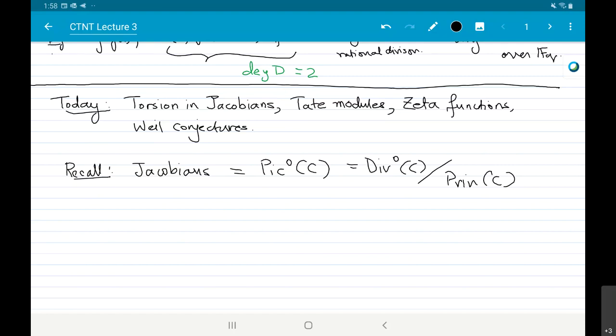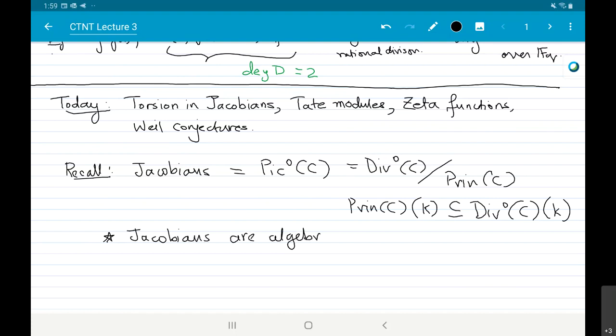So for every field and every field extension, there's an inclusion. So Prin(C)(K) is contained in Div^0(K), where I'm just keeping track of the fields, and K is some extension of FQ. And so the Jacobians are this thing. In particular, they have a group structure, right? It turns out that they're an example of what is called an abelian variety, but we won't worry about what that is. Just remember that the two key points are, first of all, the Jacobians are algebraic objects, which means in general they're going to be defined by a bunch of equations. And the second is that they have a group structure, which you can see by just adding together divisors.